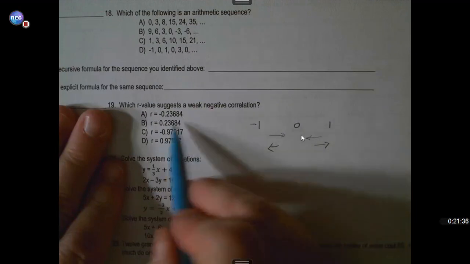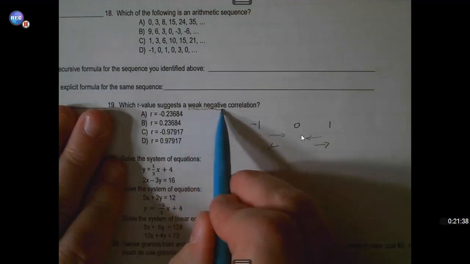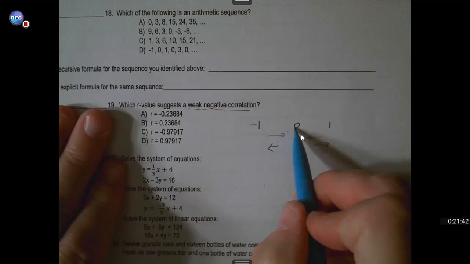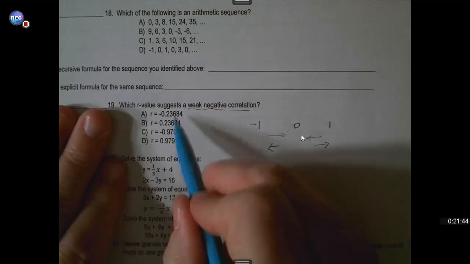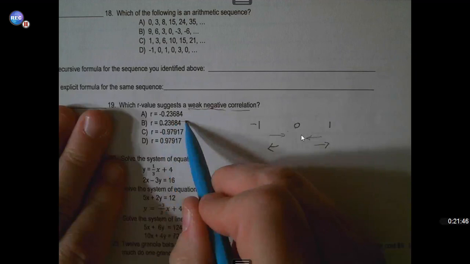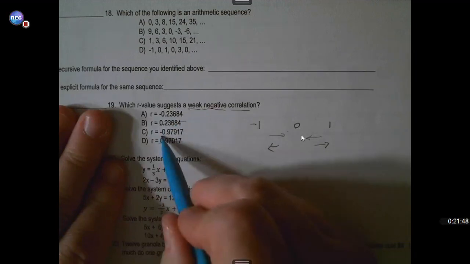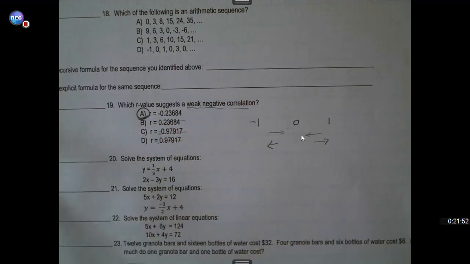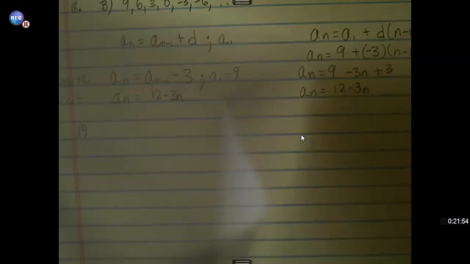So I want the number that would represent a weak negative correlation. So I want a negative number that's close to 0. And to me, it's obviously not that one. It's obviously not that one. That's close to -1. So the answer is A. Okay.